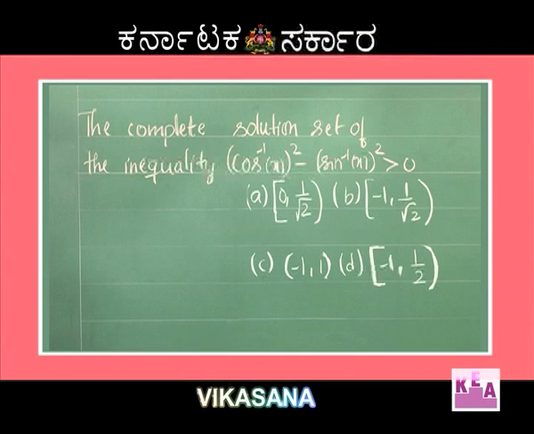Complete solution set of inequality cos inverse of x whole square minus sin inverse of x square greater than 0 is option A, closed interval 0 to open interval 1 by root 2. Option B, closed interval minus 1 to open interval 1 by root 2. Option C, open minus 1 to open 1. Option D, closed minus 1 to 1 by 2. Look at this, dear students.